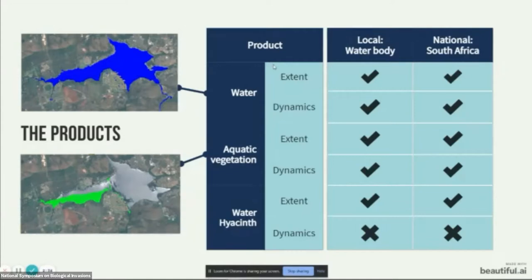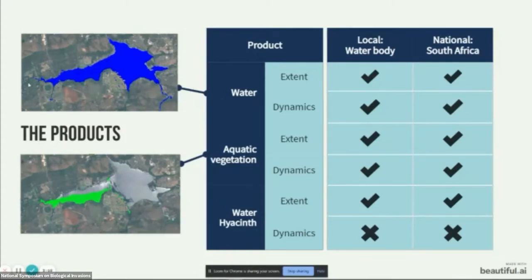So for each of these products, we could either derive the extent or dynamics. So for water and aquatic vegetation, we are able to generate the extent and dynamics on a local scale and on a national scale. However, for water hyacinth, we can only derive the extent on a local scale, and on a national scale, we are not yet able to derive the dynamics. The repeated extent, in other words.